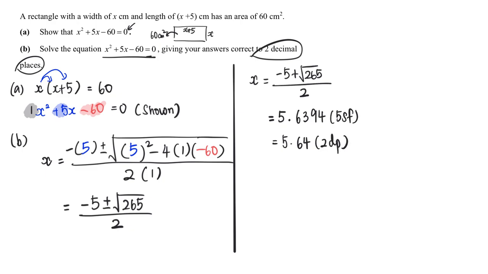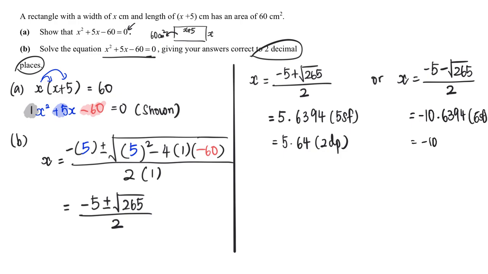The other answer would be negative 5 minus the square root 265, and I divide by 2. And this will give me a value of, 6 SF followed by 2 dp.